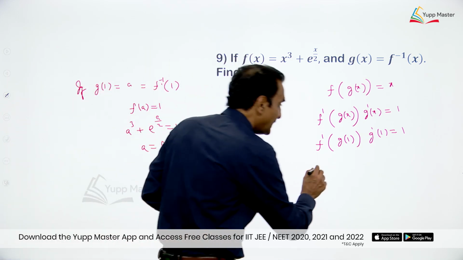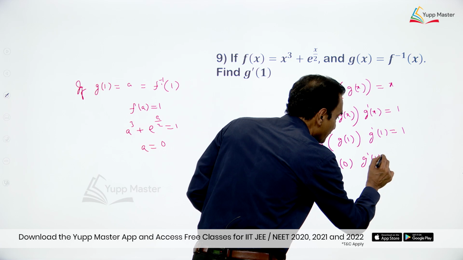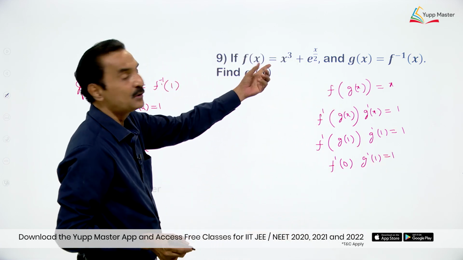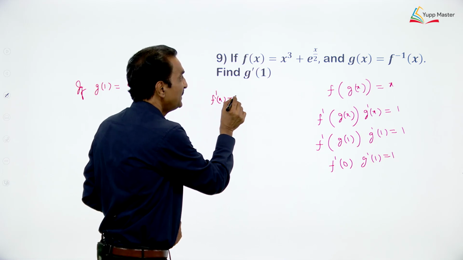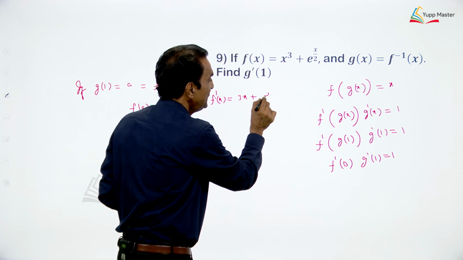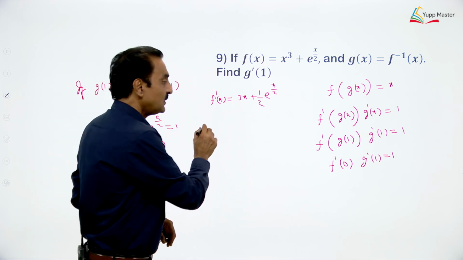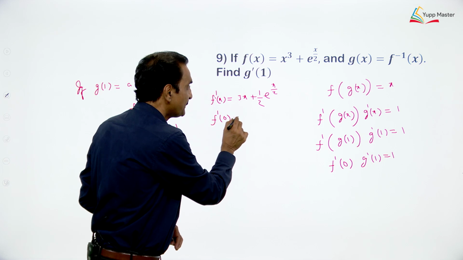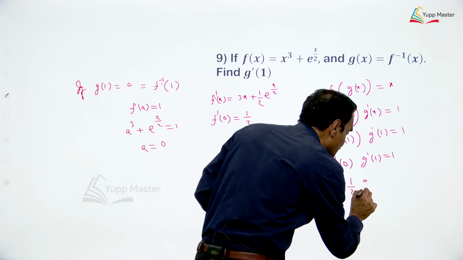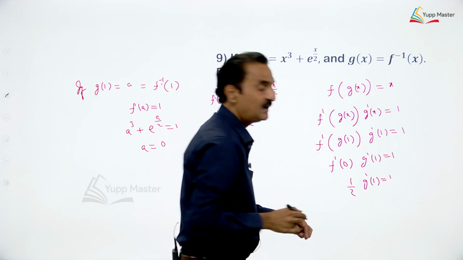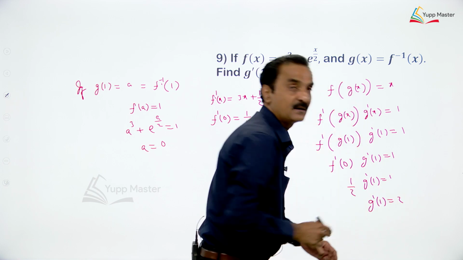So, this will be f dash 0 into g dash 1 is 1. What is f dash 0? Directly differentiate it. f dash x is equal to 3x square plus e power x by 2 into 1 by 2. Putting x is equal to 0, f dash 0 will be 1 by 2. So, 1 by 2 g dash 1 is 1, therefore, g dash 1 is 2. Okay.